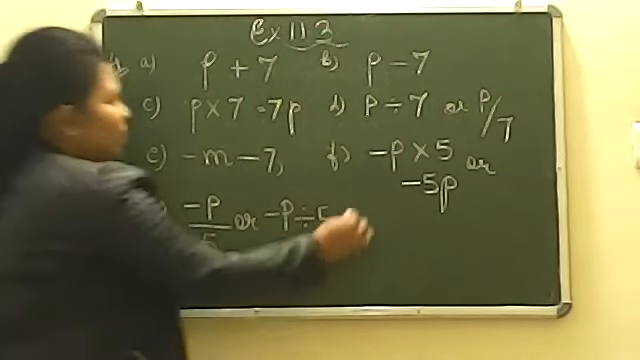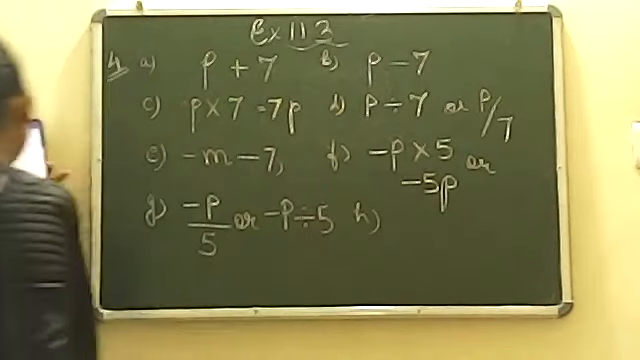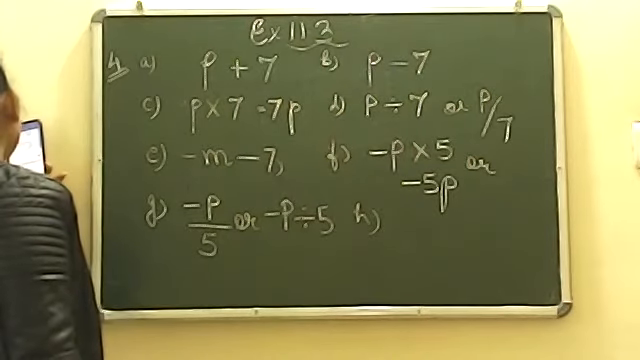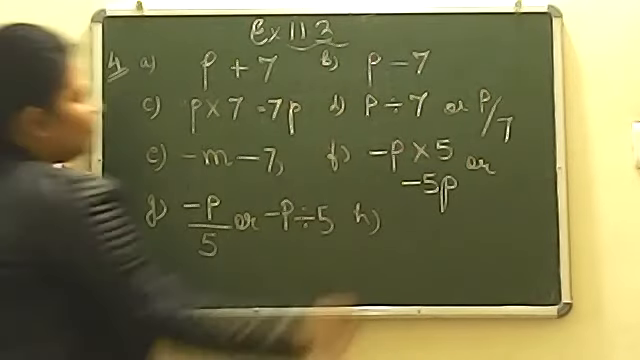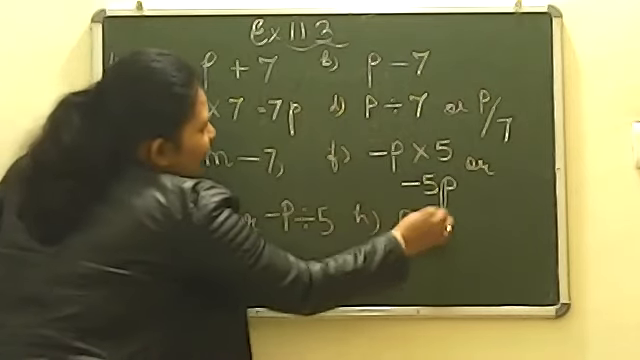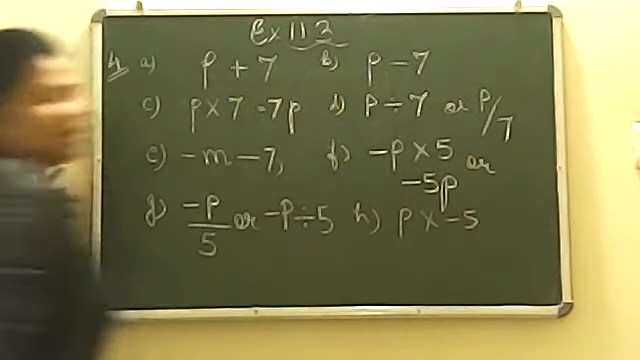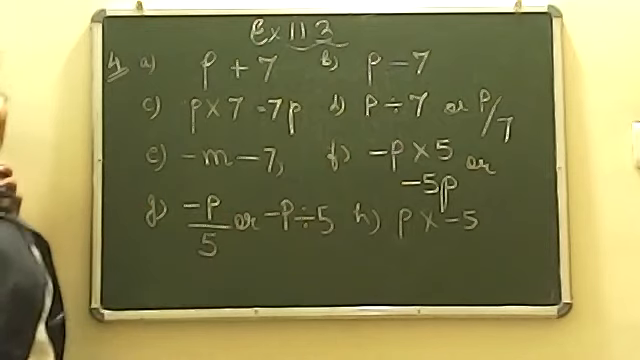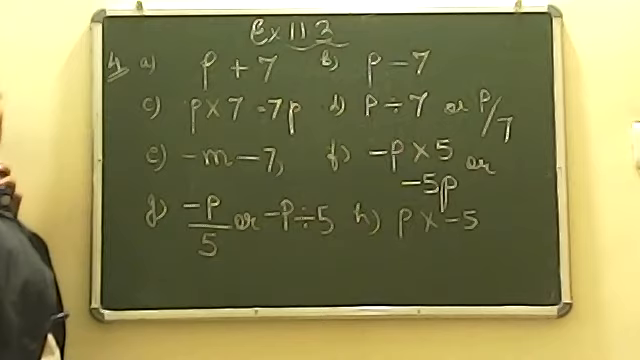Now move on to the H part. Now H part is P multiplied by minus 5. The same way again, P multiplied by minus 5. Now what should be the answer? This answer you tell me. P multiplied by minus 5. In the answer, what will you write?